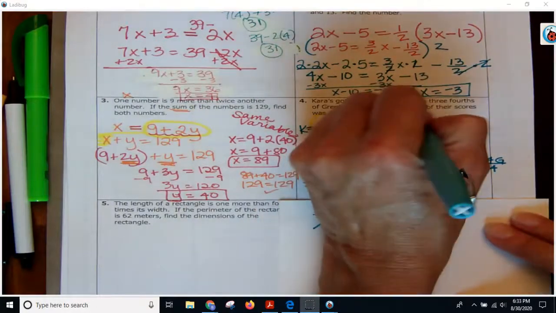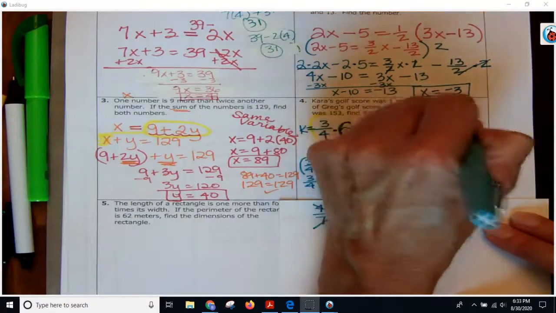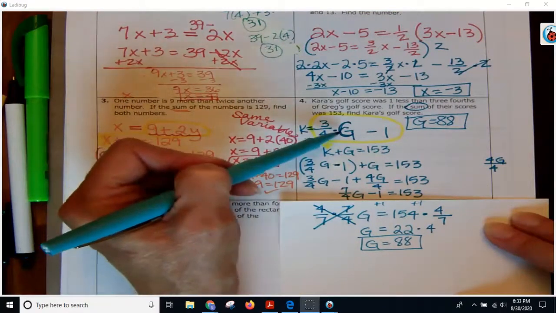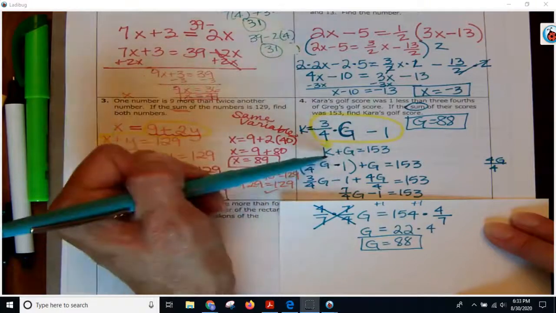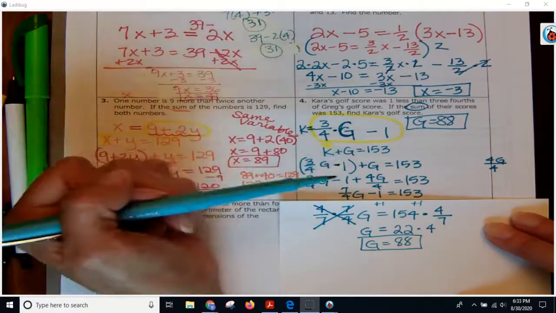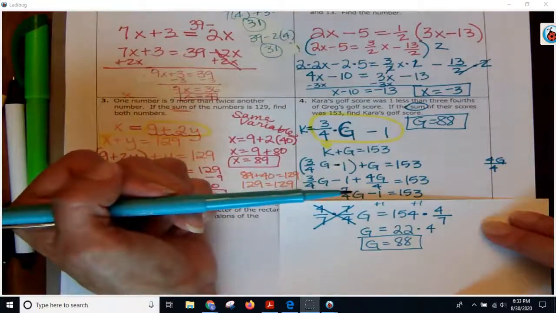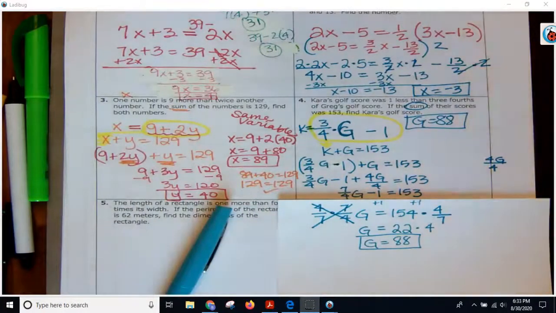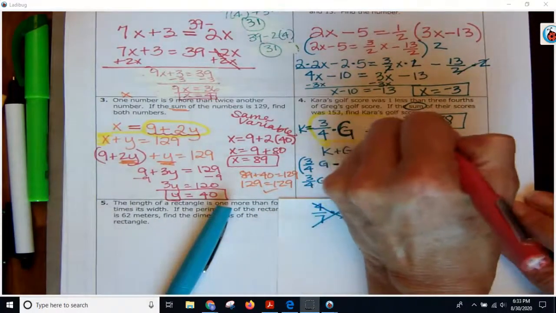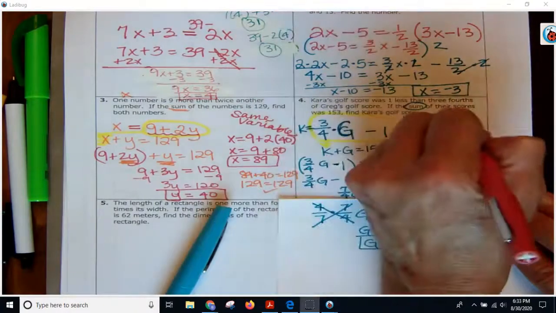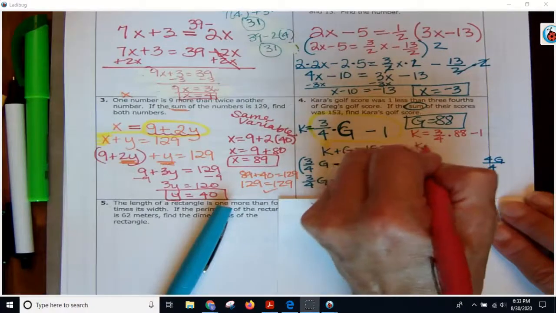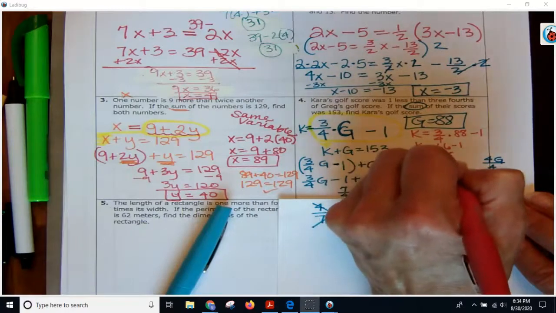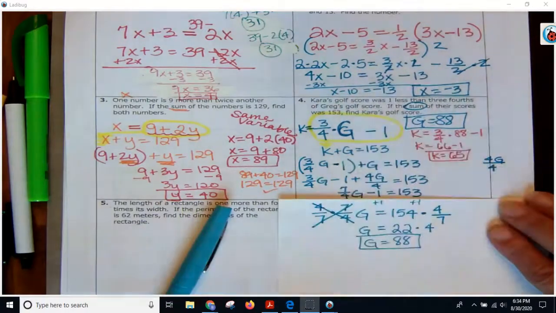Now, so I know Greg is 88. What about Kara's golf score? Well, Kara's golf score was 3/4 of Greg's minus 1. Or we also know that it was added to 153. So you can just take 153, subtract it, and figure it out. But I'm going to check my answer that way. So I'm just going to say, all right, Kara's score equals 3/4 times 88 minus 1. And I'm going to get 66 minus 1.